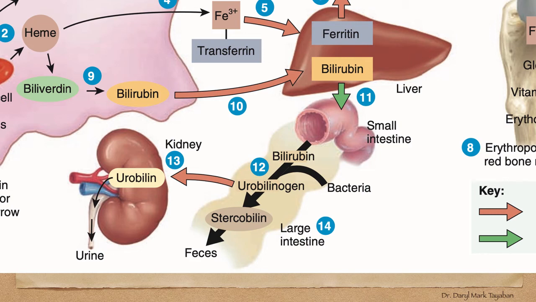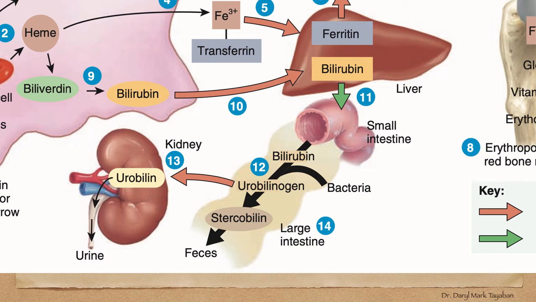In the large intestine, the bacteria converts bilirubin into urobilinogen, and then some urobilinogen is absorbed back into the blood and then converted into a yellow pigment again, called, it's now, urobilin, and then excreted via urine. I hope that's clear. That's why the color of our urine is yellow.